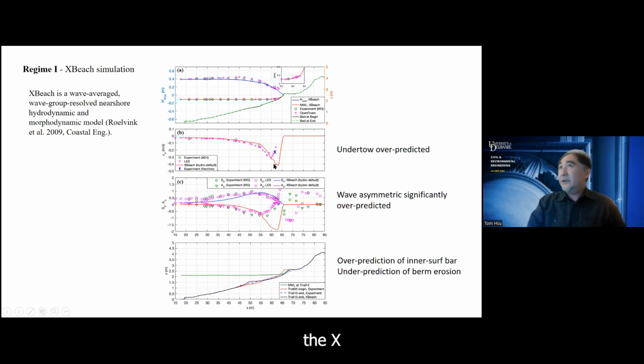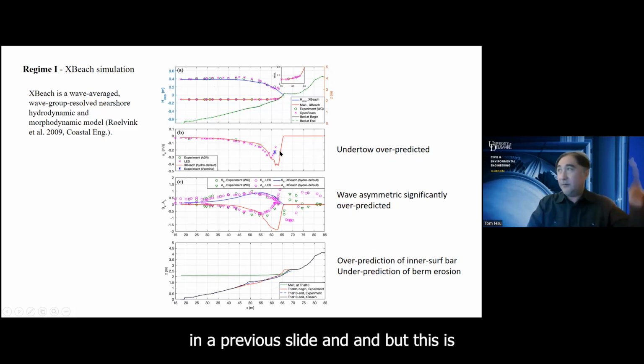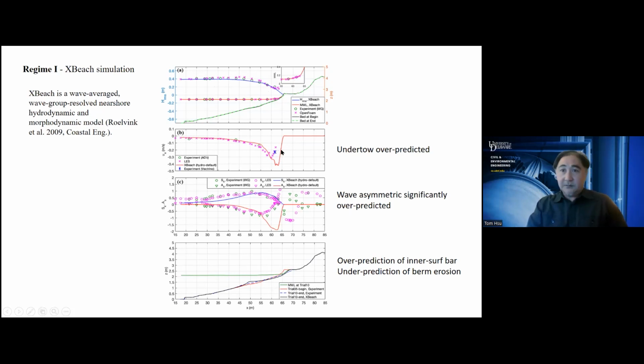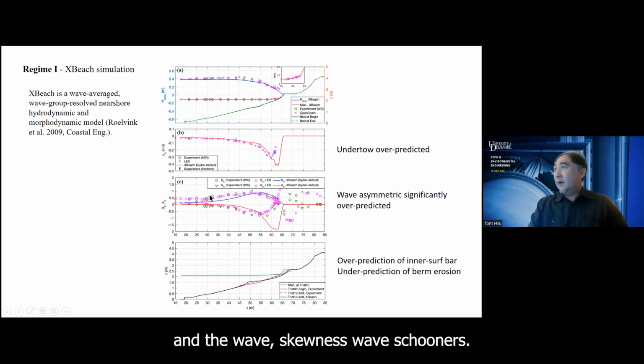Okay, however, the XBeach model significantly over-predicts the undertow current in the inner surf and the swash that I just showed you in the previous slide. But this is a problem because undertow current, as we know, is the main driver for offshore transport. But now you see XBeach is significantly over-predicting it. On the other hand, if you look at two important nonlinear wave statistics that drive sediment onshore, they are the wave asymmetry and the wave skewness. Wave skewness is predicted reasonably well, but the wave asymmetry, again, in XBeach has been significantly over-predicted.